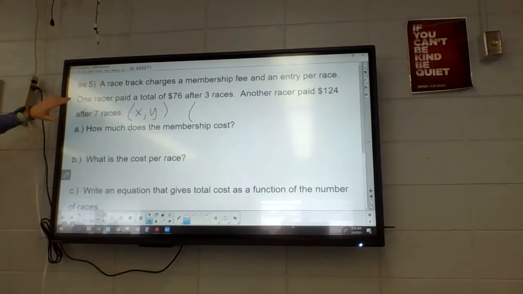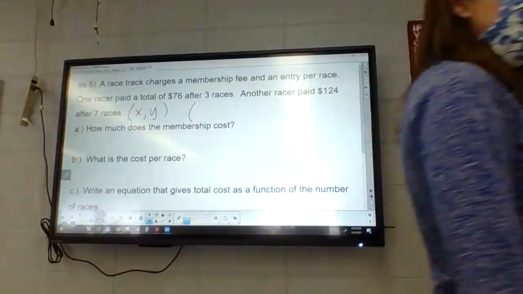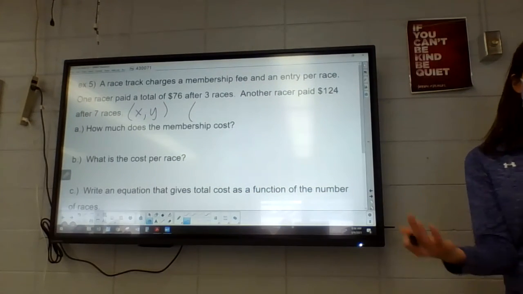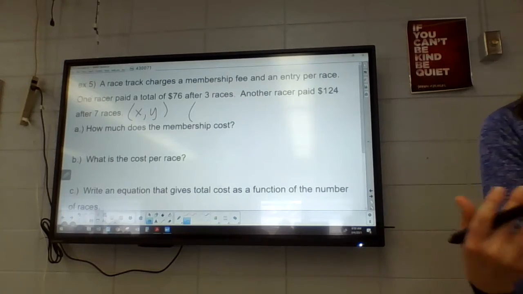What can the race car driver, the racer, decide? Can you decide how much he's going to pay or how many times he's going to race? He gets to choose how many times he races. He can choose not to race at all. He can choose to race a bunch of times.